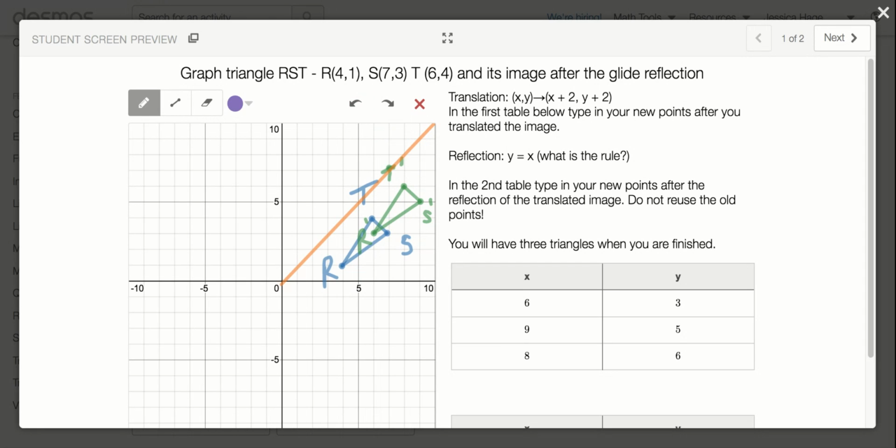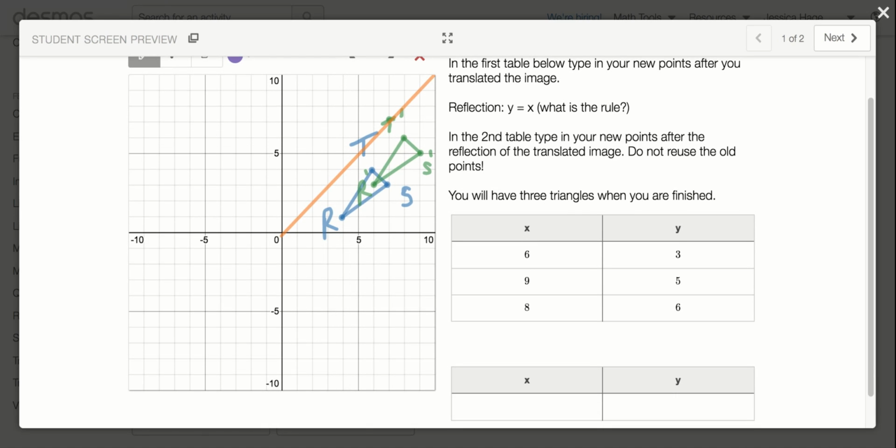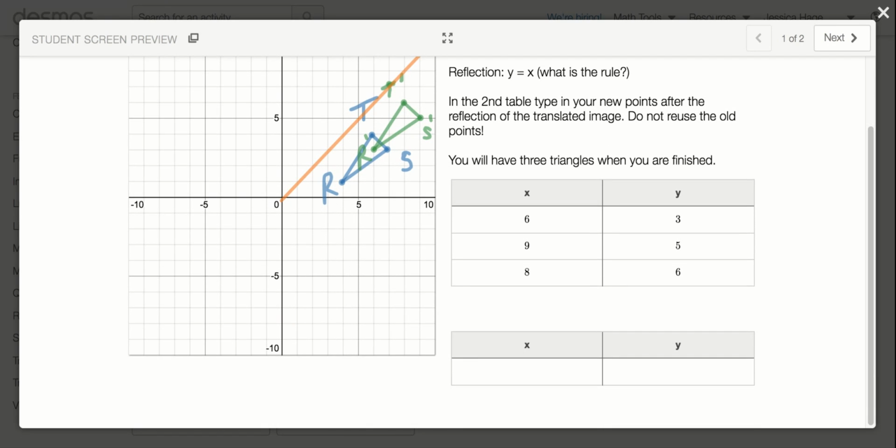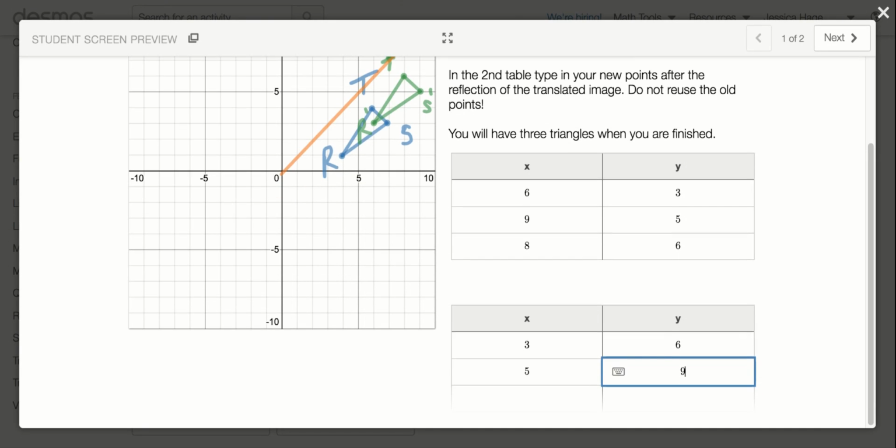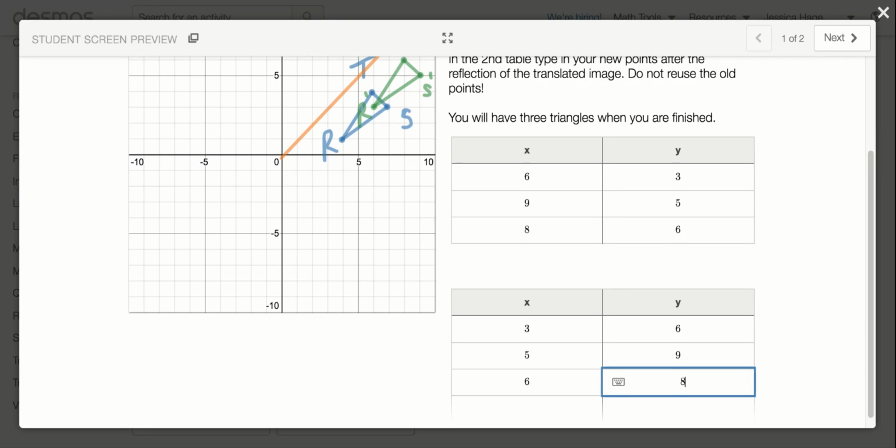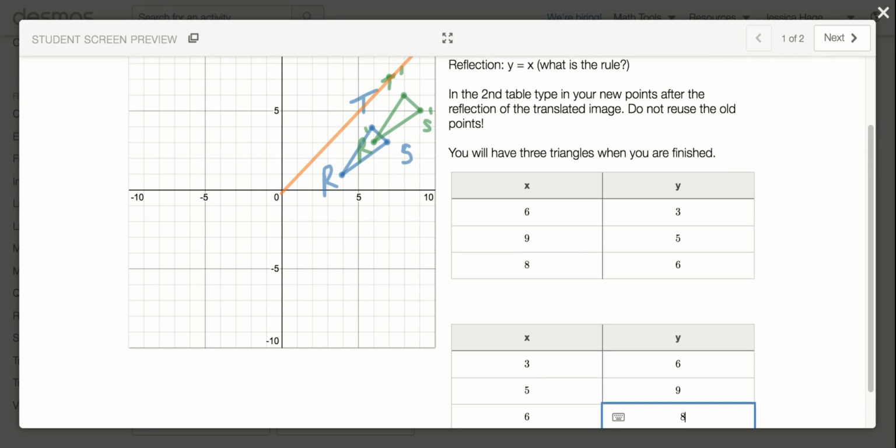So let's look at the points. So the rule for y equals x is y is x and x is y. So we're flip-flopping the points. So (6, 3) is going to be (3, 6) because y is x, x is y. (9, 5) is going to be (5, 9). And (8, 6) is going to be (6, 8). And then you can plot those.